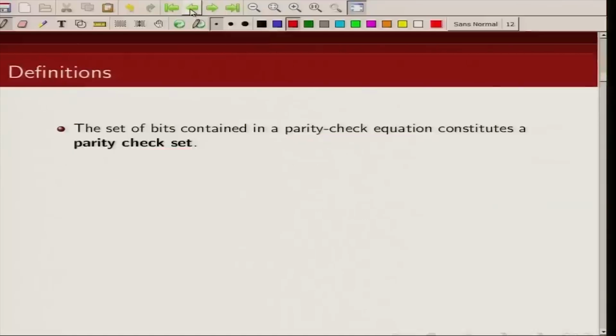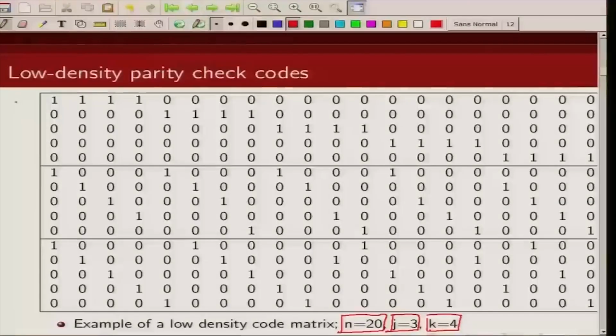For example, if you look at this particular parity check equation, these are the bits that are participating in it. So, these bits will form a parity check set. If you look at this particular row, this bit, this bit, this bit and this bit are the 4 bits that are participating in the parity check equation. So, these bits will form a parity check set.